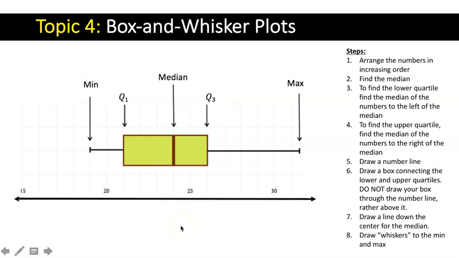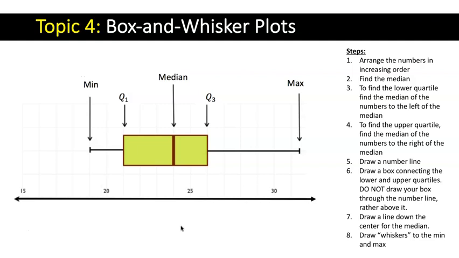Topic 4, box and whisker plots. One of the ways that we like to organize our data is to create what's called a box and whisker plot. Now, what you're going to do is take your set of data and you're going to start by arranging those numbers in increasing order.